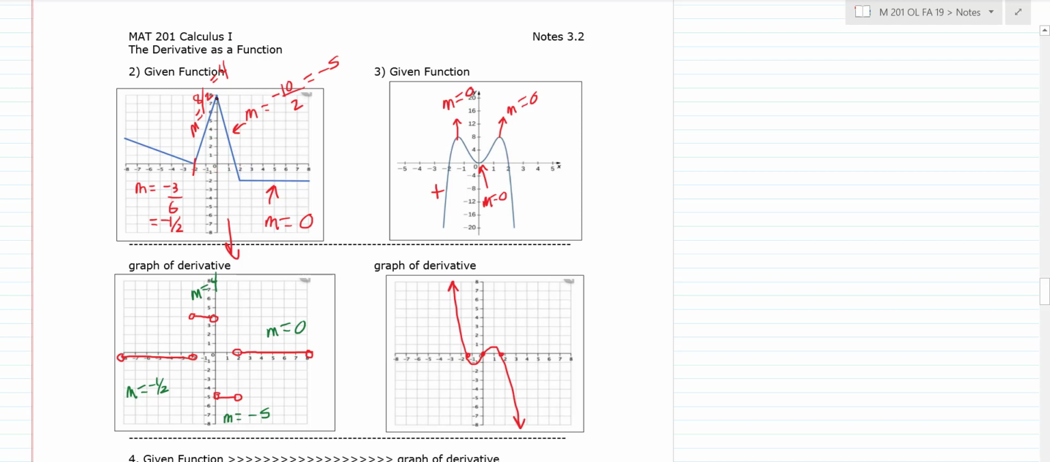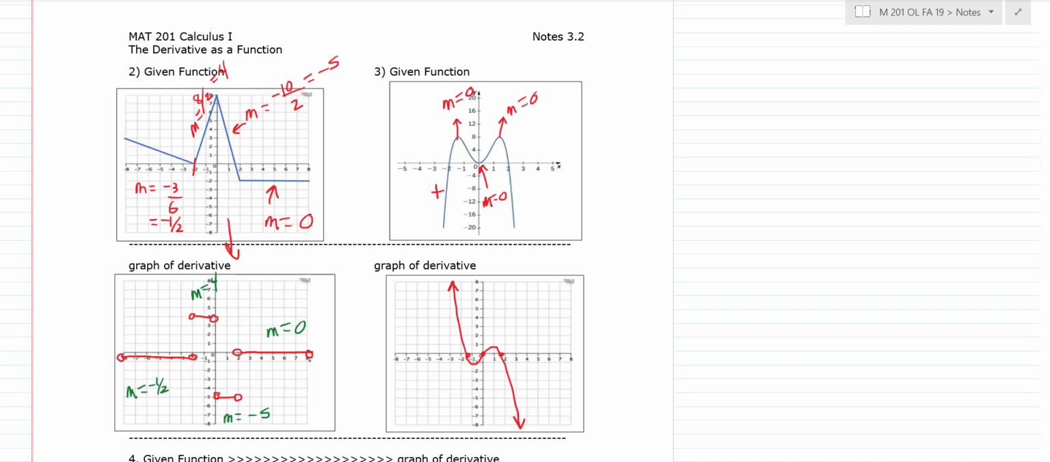From 0 to 2, it looks like you're going down 10, right 2. So the value of that derivative is negative 5. So I graph that. And then here, the derivative is 0. So I graph y equals 0. Now that's how that graph has to go. It has to go exactly that way.